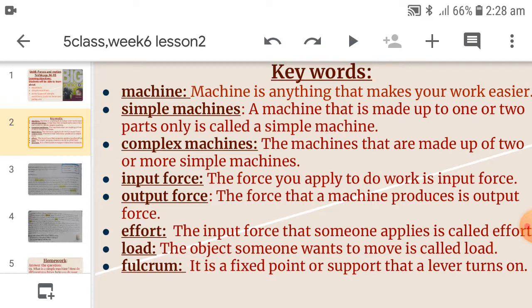Complex machine. The machines that are made up of two or more simple machines are called complex machines. For example, car and the other vehicles, drill machine, washing machine, juicer, grinder or hair dryer, computer, etc.